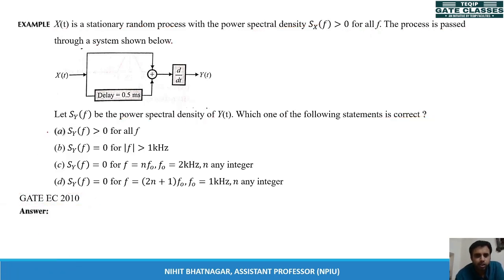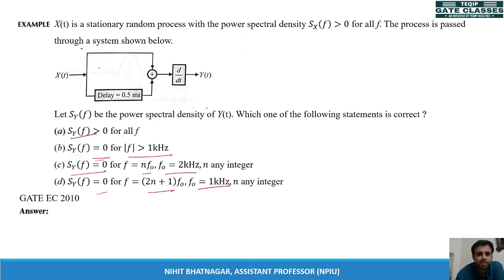So here the power spectral density of Y(t) is given as 0 for all values of f. Here it is 0 for mod f greater than 1 kilohertz. Here it is 0 for f equal to n f naught, where f naught is 2 kilohertz. It is 0 for f equal to n plus 1 f naught, if f naught is 1 kilohertz. So let's see which observation is correct out of these 4. We have done this type of question in the last class.